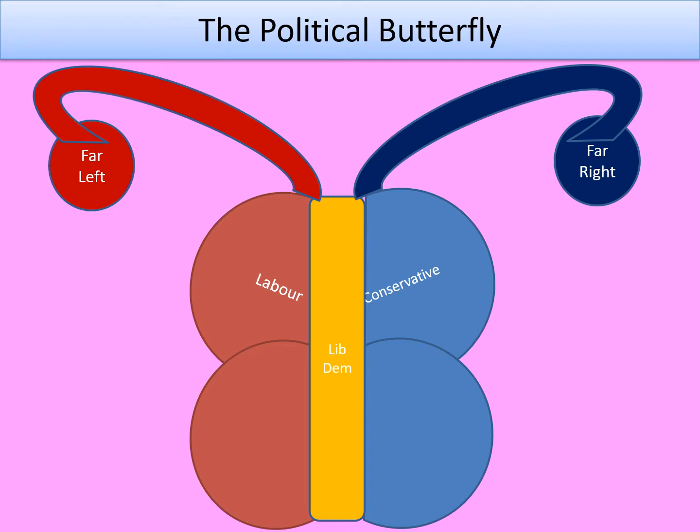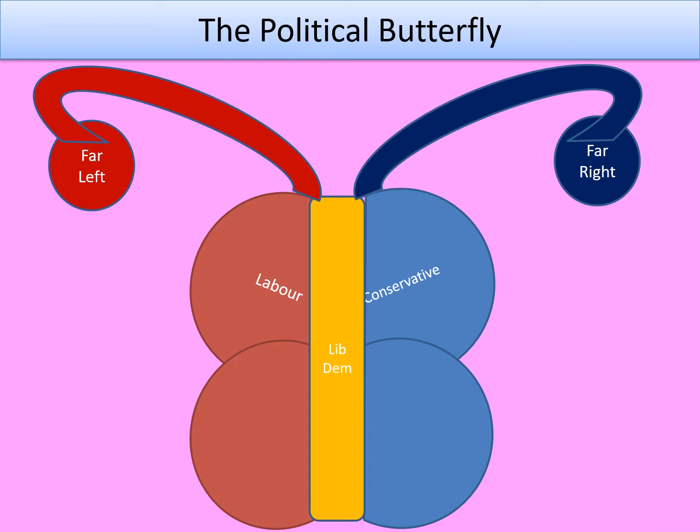So before we really get into it, if we're looking at political views, we really need to understand a little bit about politics. This isn't on spec, it's kind of assumed that you have this knowledge, but over the years I found that maybe some people don't have political knowledge. So very quickly, this is my beautiful political butterfly.